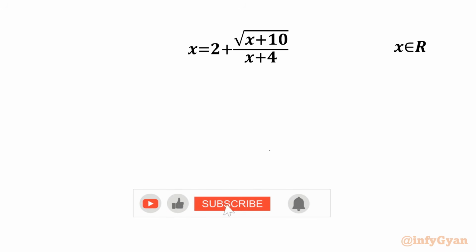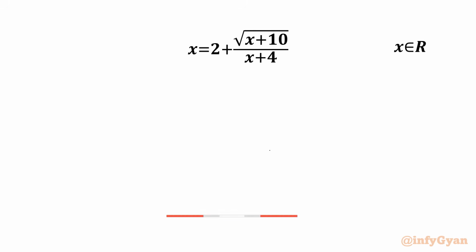Today in this video we have one very interesting radical equation which we have to solve for the real values of x. So let's get started. By writing denominator cannot be 0, so x plus 4 cannot be 0. X cannot be negative 4.